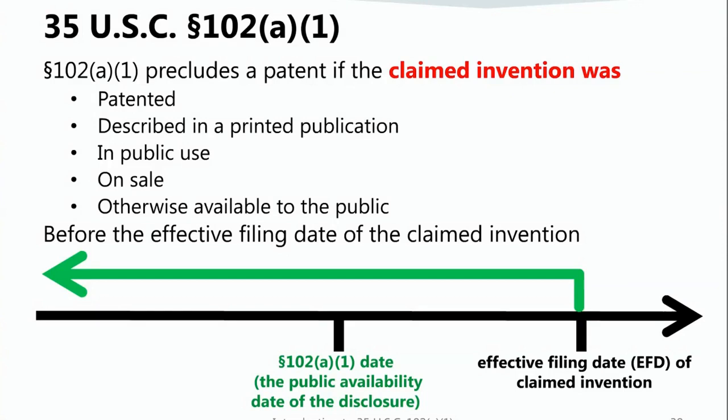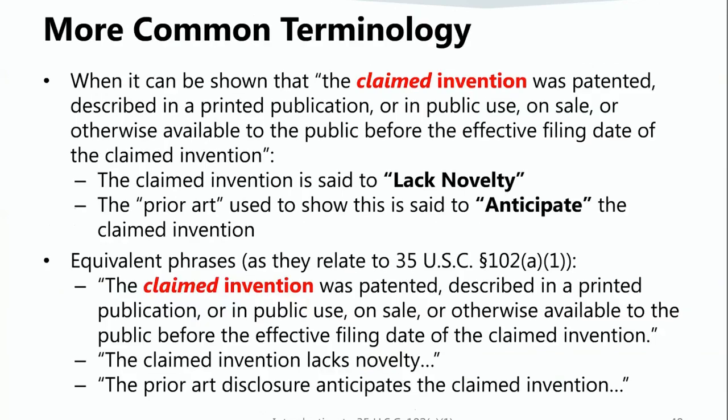Once again, Section 102(a)(1) precludes patentability of a claimed invention when the claimed invention was patented, described in a printed publication, or in public use, on sale, or otherwise available to the public before the effective filing date of the claimed invention. When it can be shown that this is the case, the claimed invention is said to lack novelty, and the prior art used to establish this is said to anticipate the claimed invention.